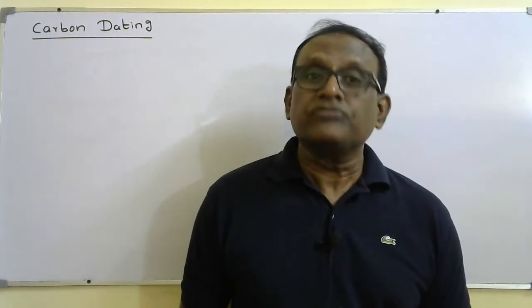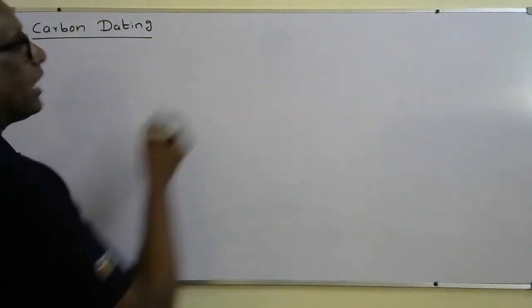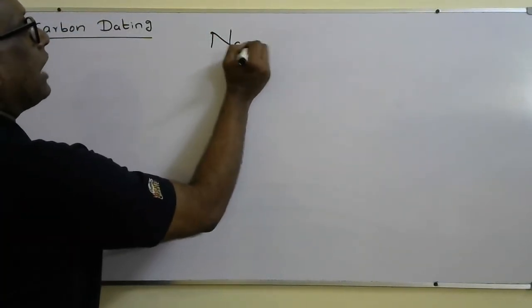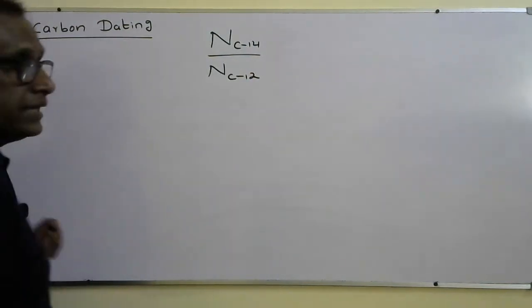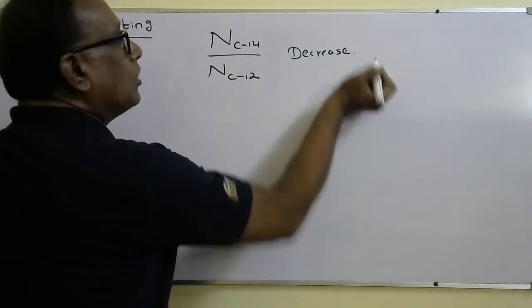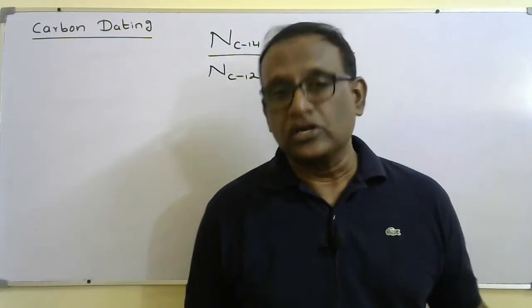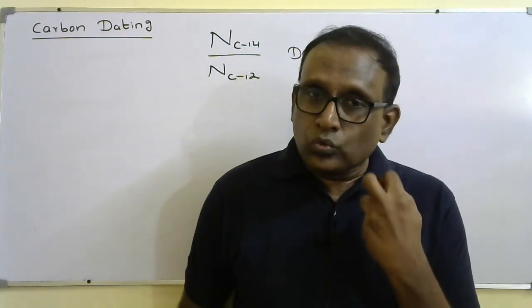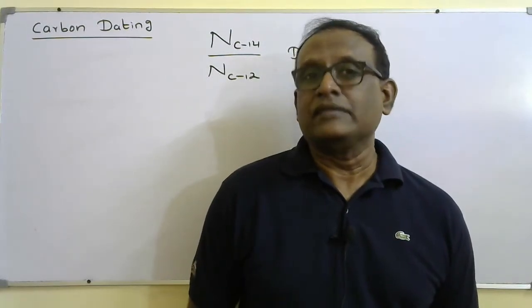So the ratio of carbon 14 to carbon 12, I can say the number of carbon 14 to the number of carbon 12 in the sample, will start to decrease. Okay, so if you find an organic compound in an archaeological site, there we can measure the activity, but sometimes measuring the activity might be difficult.